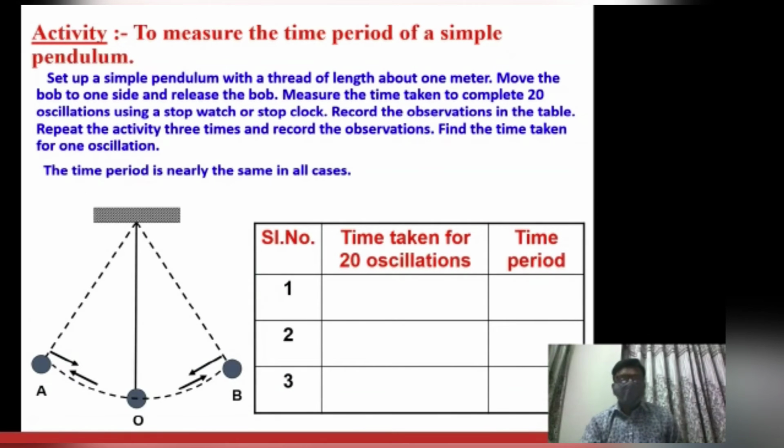Activity: we set up a simple pendulum, take the bob to one side and release it, and measure the time taken to complete 20 oscillations. What we will see is that the time taken for 20 oscillations is nearly the same in all cases.